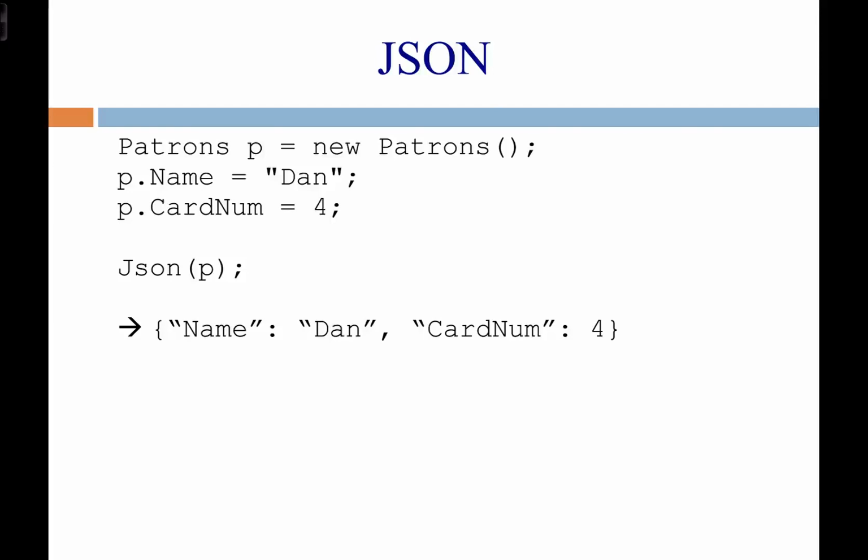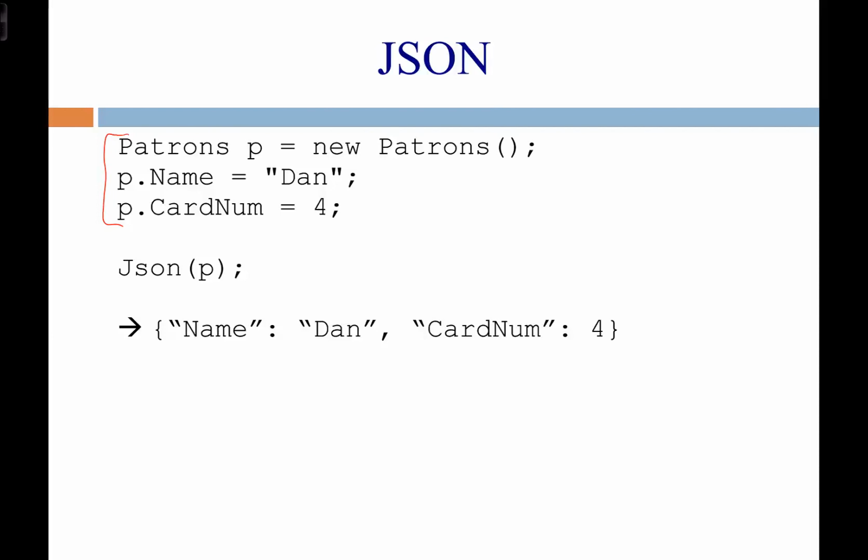So let's say we have a patrons object. So patrons is just the scaffolded class from the library database. And I'm creating a patrons object manually right here. But it just as easily could have come out of a query. I'm just showing it this way to make it really simple for now.